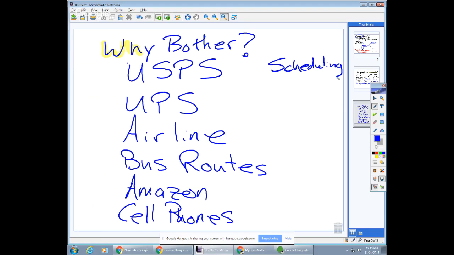If a mailman has to deliver to every house, what's the best path for them to take through the roads so they hit all the houses without doing too much repeat on certain roads? UPS is a slightly different problem. They don't hit every house. They have a slightly different connection of houses, but they have some kind of plan for how to go about that to waste the least time and gasoline, for example. Okay, and so those are the kind of problems we can solve with this right here.